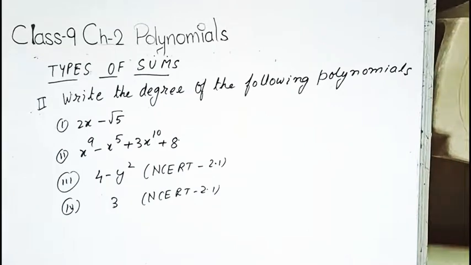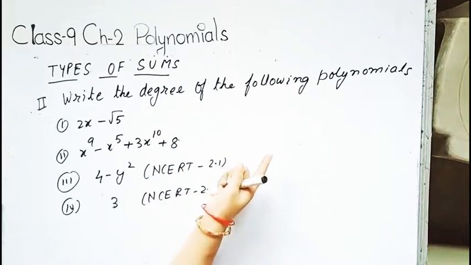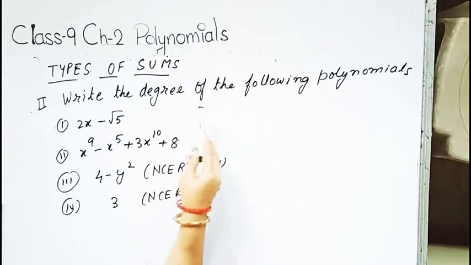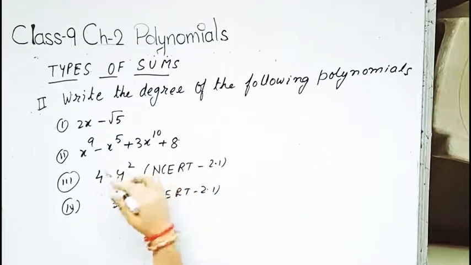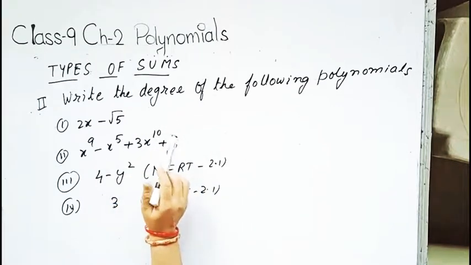Now let us go to the second type of the sum, that is, write the degree of the following polynomials. In this we have to find the degree of the polynomial which is given. Obviously the polynomial is given. We don't have to check whether the given expression is a polynomial or not.